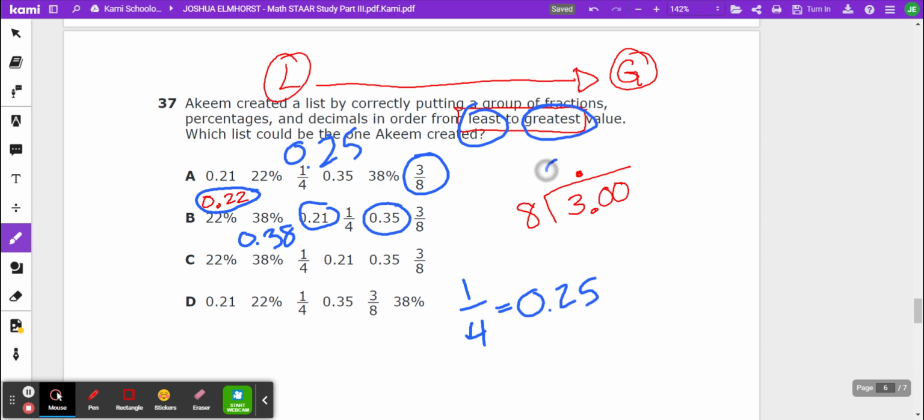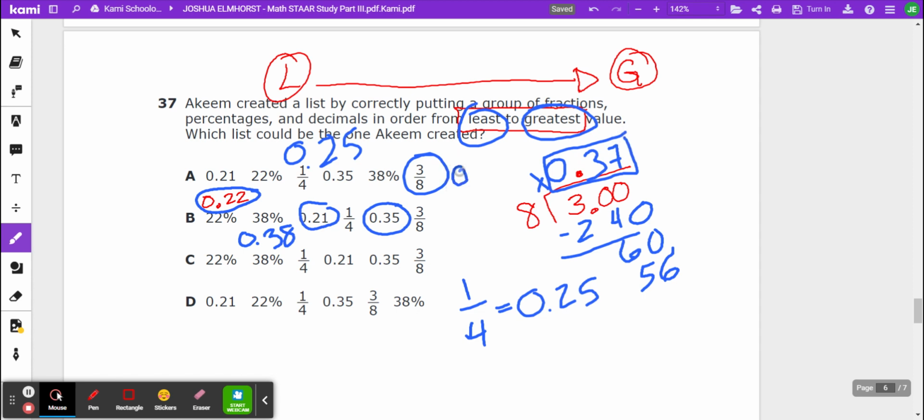So 8 goes into 3 0 times. 8 goes into 30 3 times. 3 times 8 is 24, and then we subtract. And then 8 goes into 60 7 times. So that's 56. But because all these have 2 decimal place values, you can stop right there. So this is 0.37.